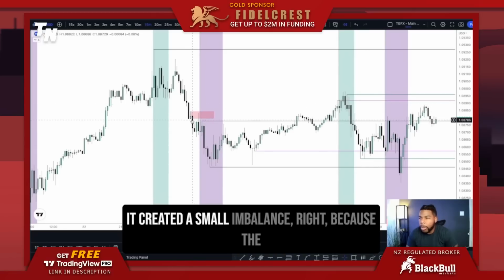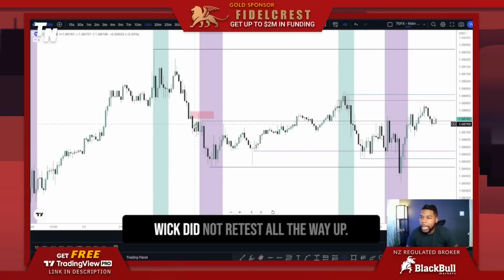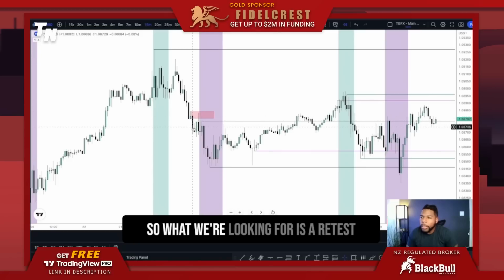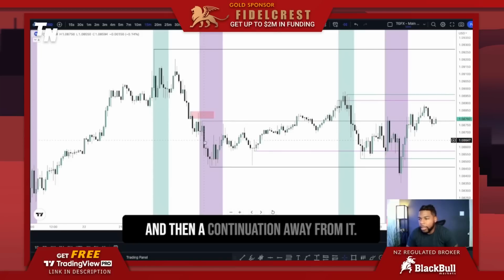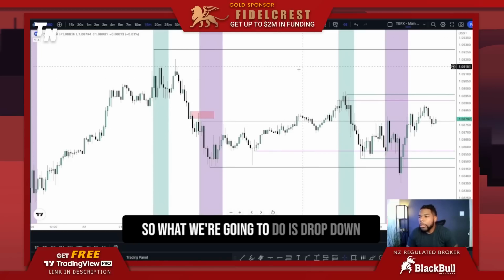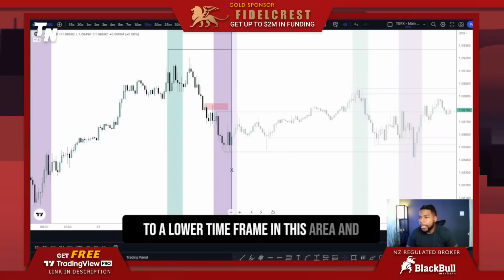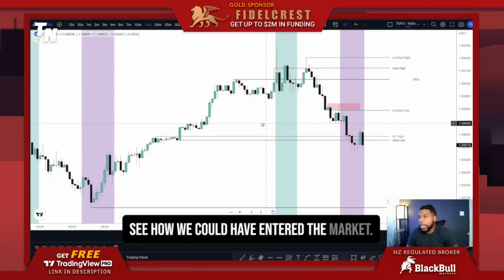It created a small imbalance, right? Because the wick did not retest all the way up. So what we're looking for is a retest and then a continuation away from it. So what we're going to do is drop down to a lower time frame in this area and see how we could have entered the market.